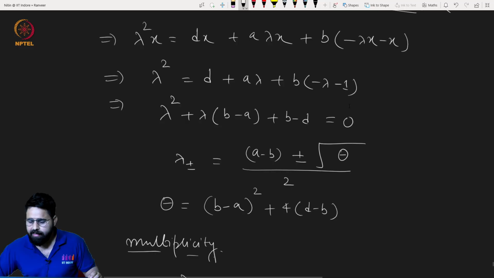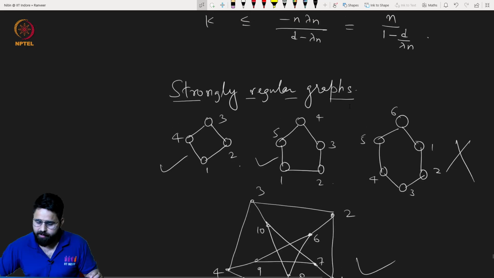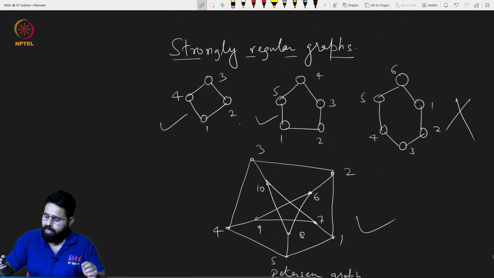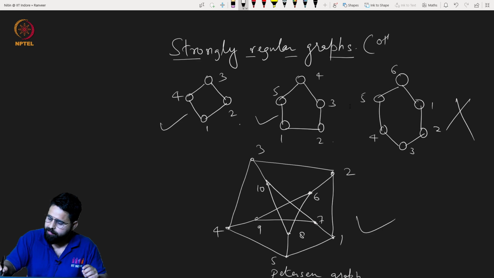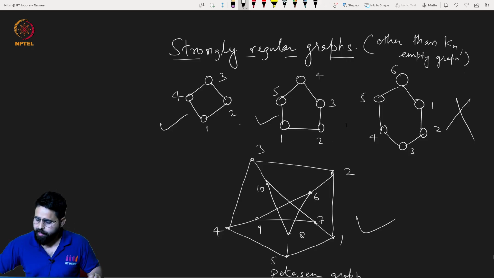So whenever we are considering d-regular graphs, strongly regular graphs, we ignore, other than, sorry, I am mentioning this at last, other than Kn, the complete graph, and the empty graph. Basically there are no edges. Okay, so the empty graph and complete graph are excluded. Very good.